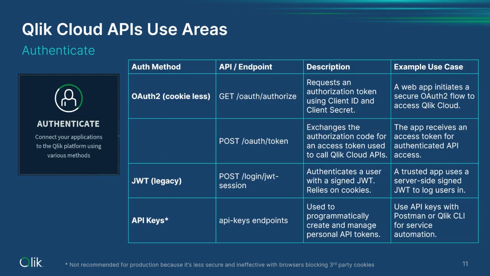Let's begin with authenticate. Qlik Cloud supports multiple authentication methods, OAuth2, JSON Web Token, and API keys to fit a variety of use cases. The table here in this slide breaks down each method with its respective API, example endpoints, and typical usage scenarios. The key takeaway for you here is that OAuth2 is the recommended method for embedding. It is the only cookieless solution we offer today.